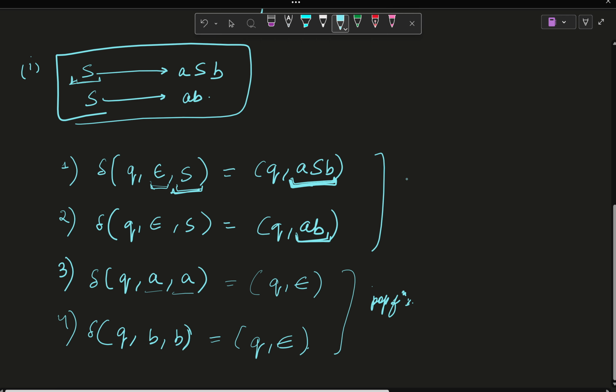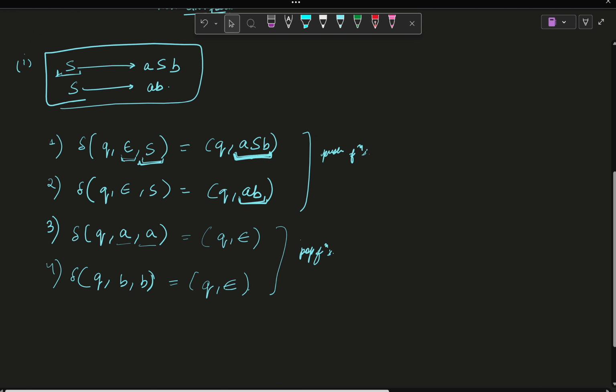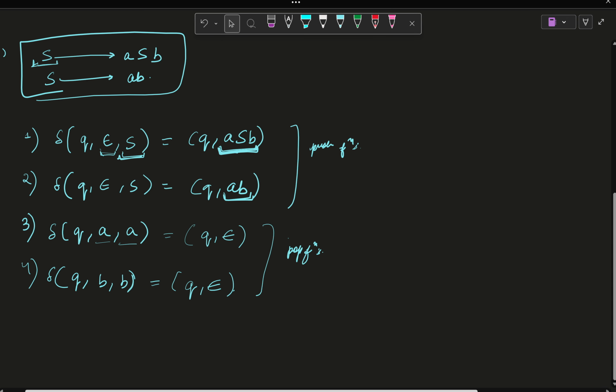We have already discussed it in this previous video of our PDA to CFG conversion. You can check that out as well. These are the push functions, and this is the pop function, right? In our first push functions, we have these two rules, and in our pop functions we have these two rules. Now let's see how the PDA is going to be defined for it.